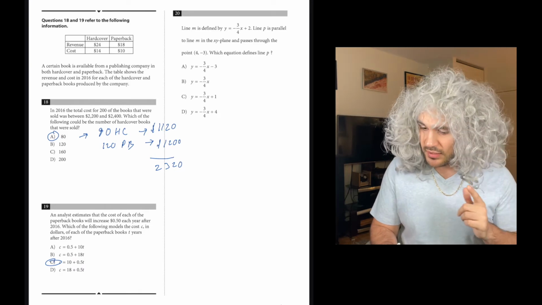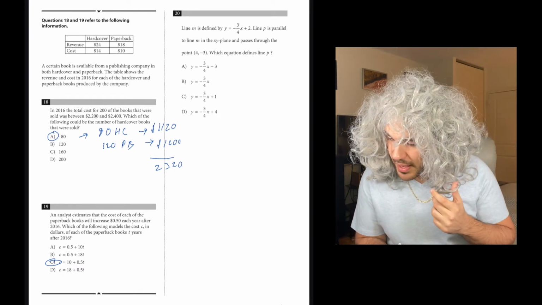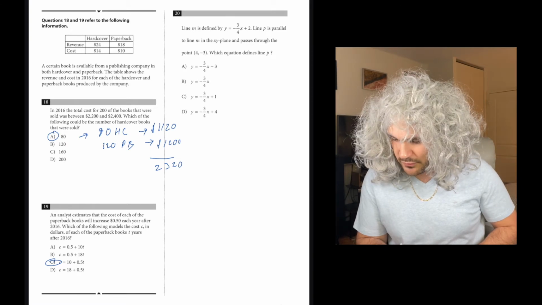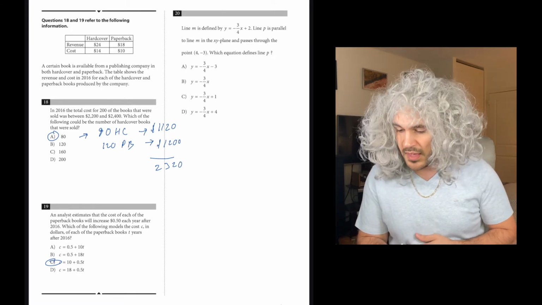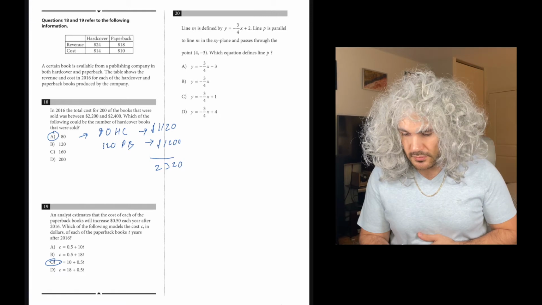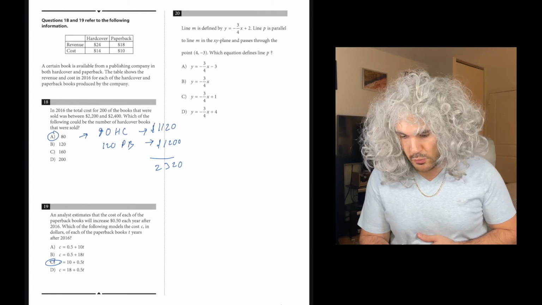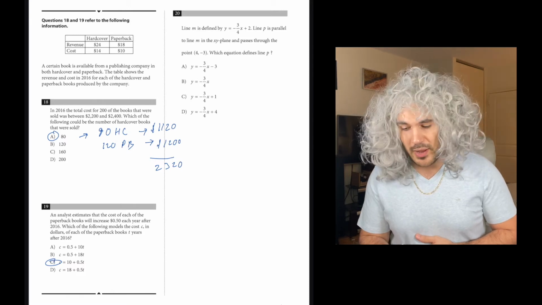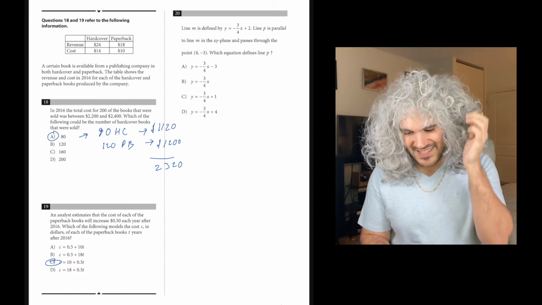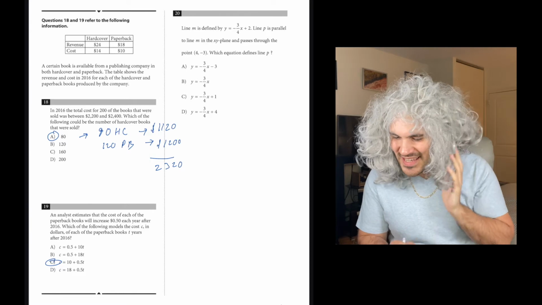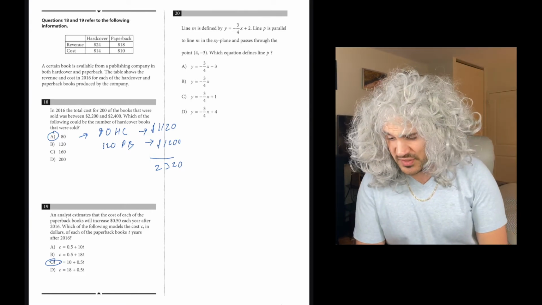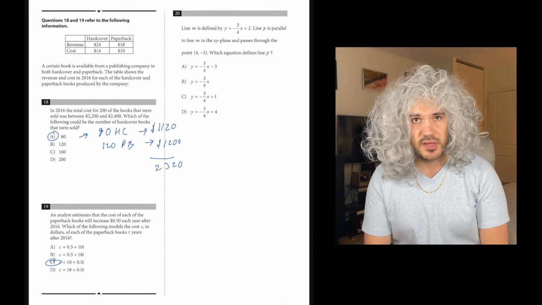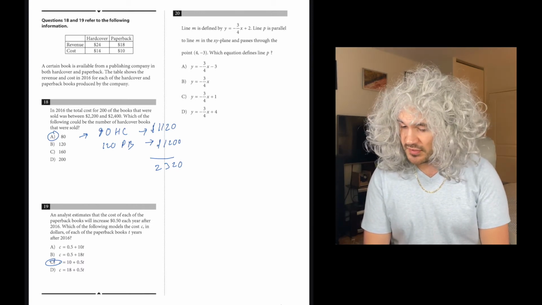Okay. Number 20. Line M is defined by y equals negative 3 fourths x plus 2. Line P is parallel to line M, passes through 4, comma negative 3, which of the following defines P? Parallel lines have the same slope, so we would get negative 3 over 4. However, that doesn't help us because all the lines have that. So the easiest thing to do really would be simply to plug the point in for each of the equations and see where it exists.